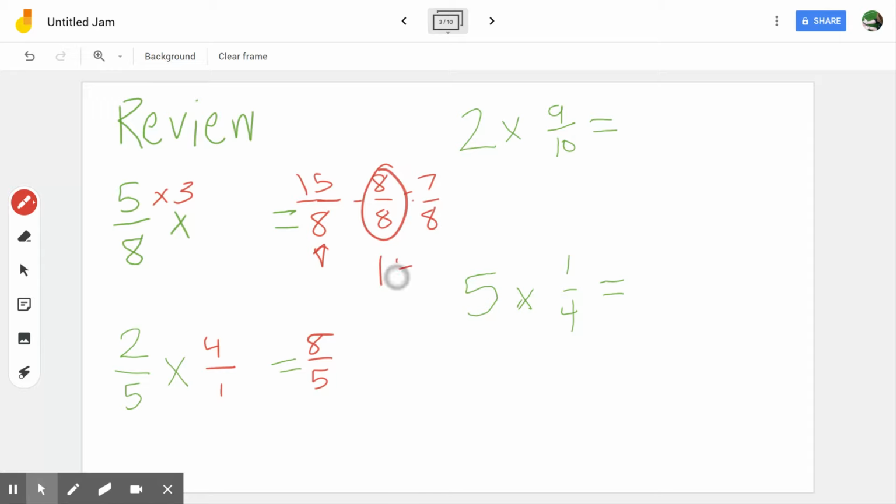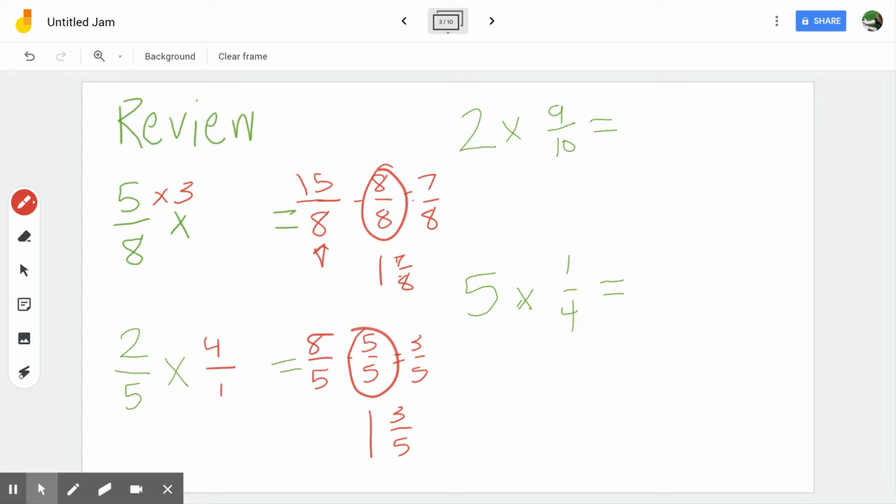1 and 7/8. Apparently I can't write very small on here. For 8/5, we subtract 5/5 because 5/5 would be a whole, and we get 3/5. So the answer would be 1 and 3/5.